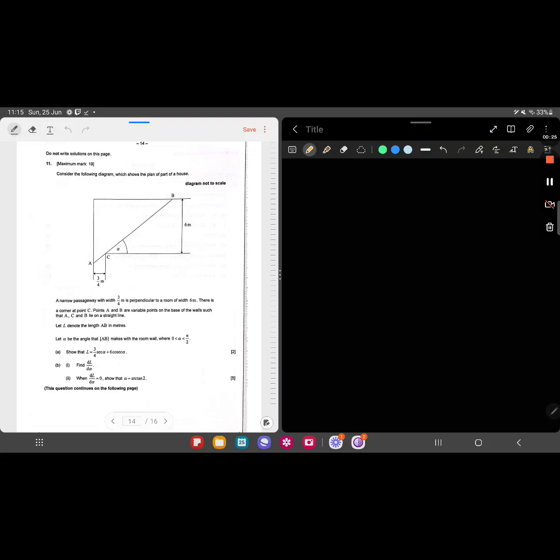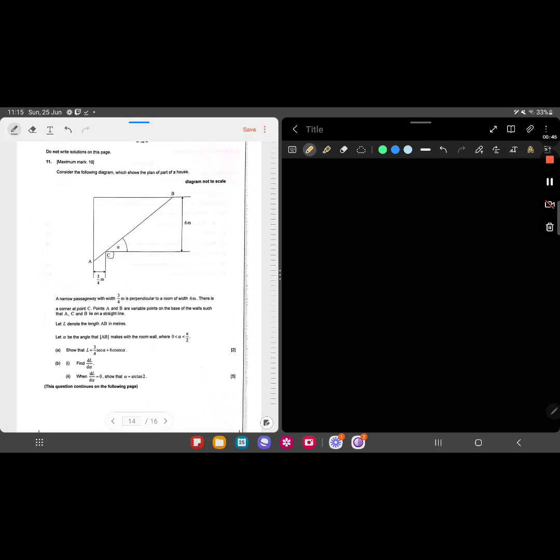Let me just read it. We have a diagram that shows a plan of part of a house. It's a narrow passageway, labeled with width 6 meters, and there's a corner at point C, which is 90 degrees. There's a straight line here and another angle here, so I'll note that down. A and B are variable points on the walls, so they can change, it doesn't matter. That's a straight line, and L denotes its length. I'm guessing we need to use it. Show that L equals this. It's 2 marks, so it should be straightforward, I guess.